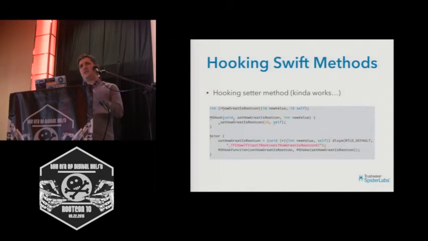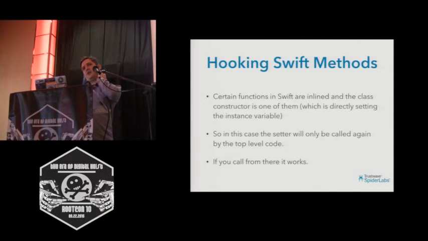You can hook the setter method, which kind of works. So it's hooking the setHowGreatIsROOTCON method. When I say it kind of works, it's that certain functions in Swift are inlined, and obviously the class constructor is one of them, so the init method. And in this particular case, it's directly setting the instance variable. Basically, the setter will only be called again by the top level code. So if you can call it from there, that works, but anywhere else it doesn't.